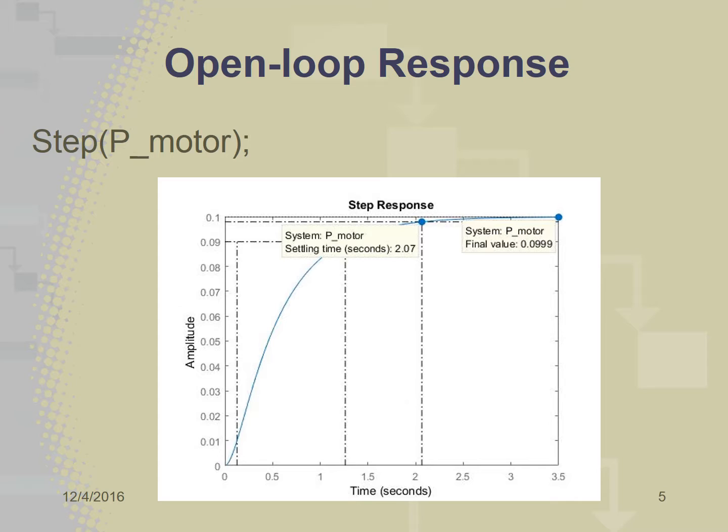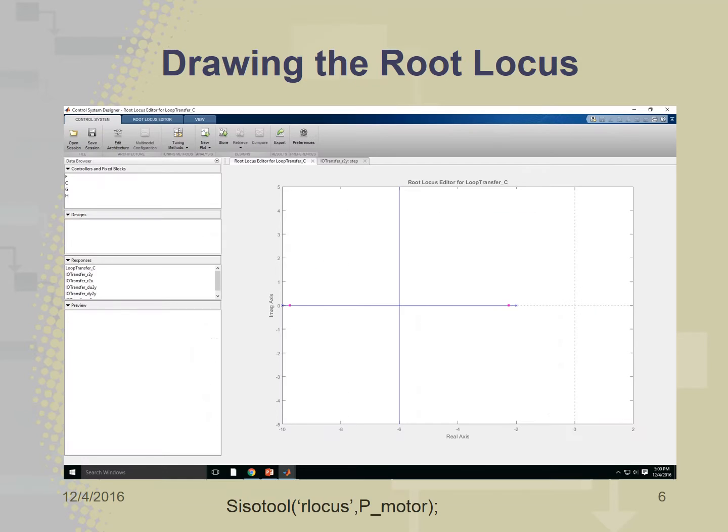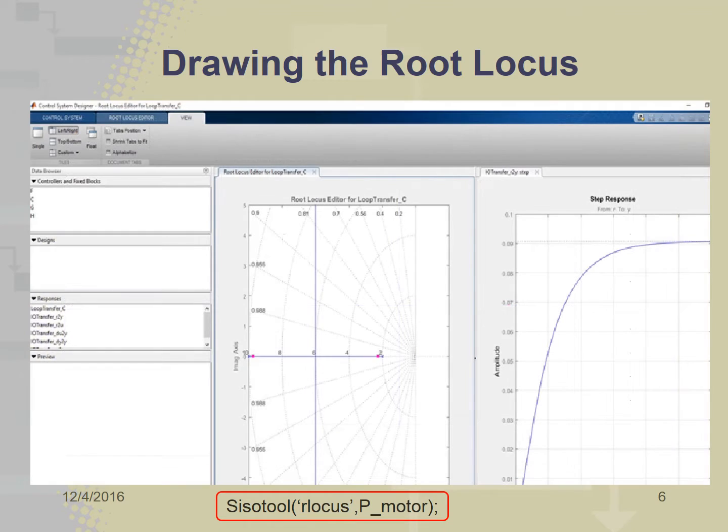Using the step function, the step response graph below was given. Here, the final value in the step response should be approximately 1. The SISO tool function was used to draw the root locus. Adding a grid will help visualize the measurements more easily.